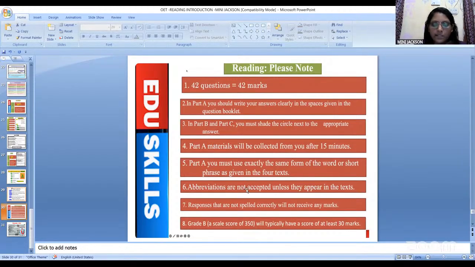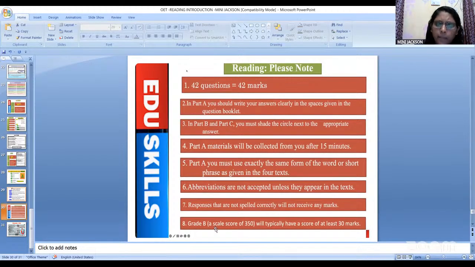Responses that are not spelled correctly will not receive any mark. That means, as I already informed, in the proofreading time you need to focus on spelling mistakes, whether you missed any spelling, or wrote the plural or singular form, so that you can correct it. Also focus on whether an incomplete word or sentence is written. Proofreading is important here.